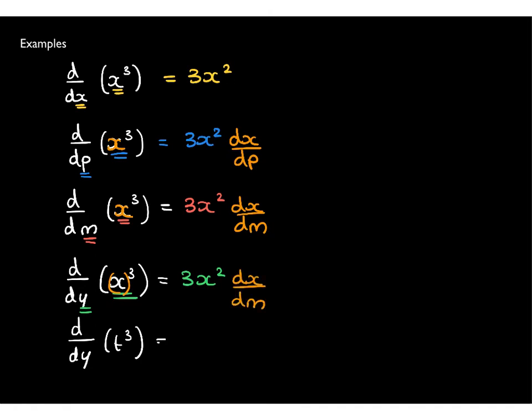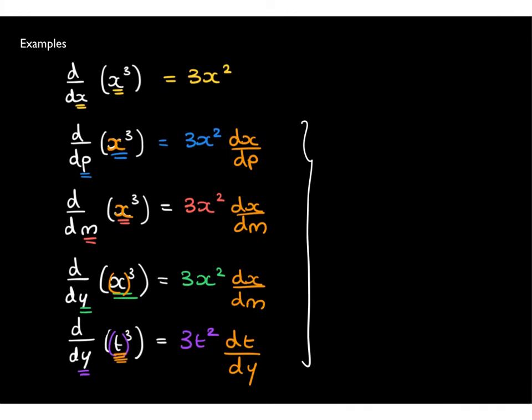And the last example, we're differentiating t cubed with respect to y. So looking at the overall function here, the t cubed, 3t squared is what we get when we differentiate, but then remember the inner function is this t, so multiply by dt by dy. So implicit differentiation taking place in the last 4 examples, but not in the case of the first example.